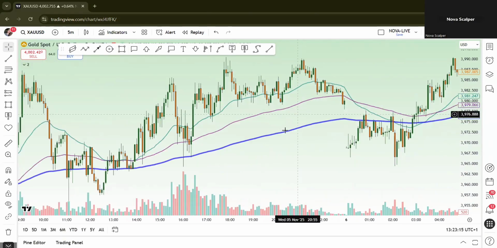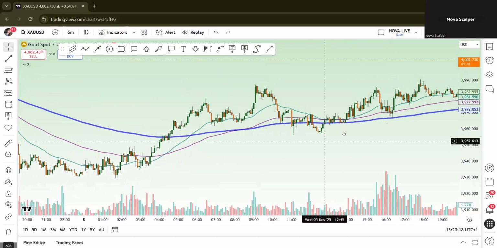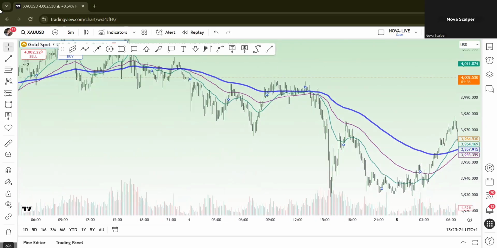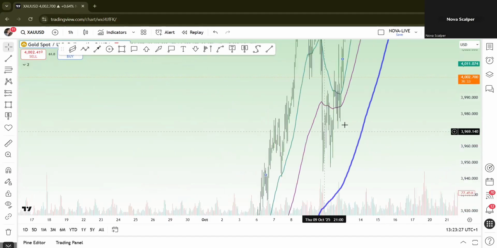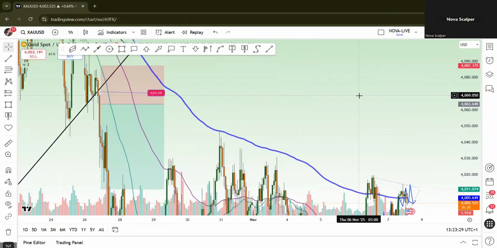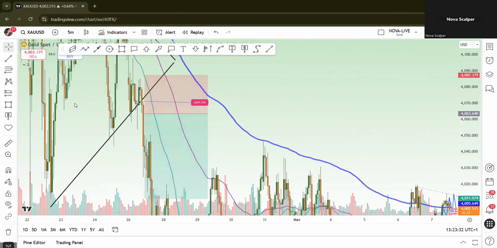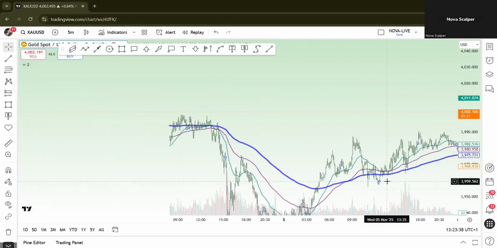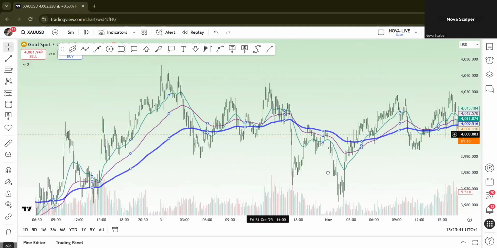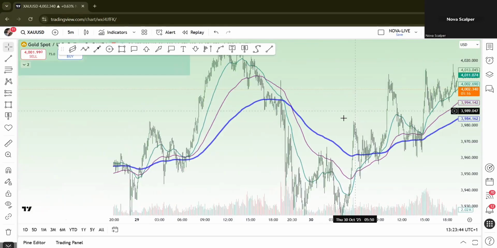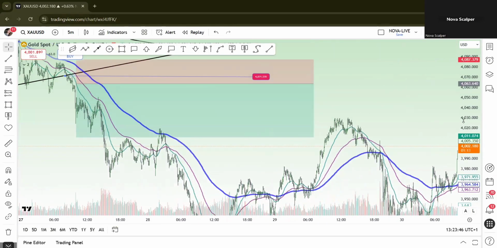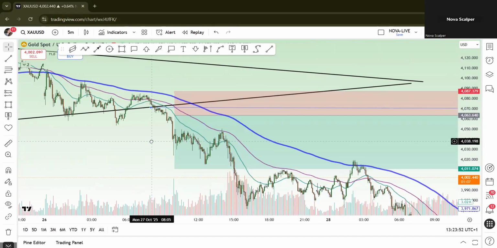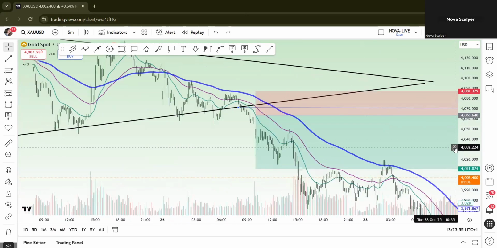Okay, let me come back to you in a smaller time frame. Hang on a bit. When we look at the gold price in a smaller time frame, you will see the candlestick moving up and down, right? Okay, here we go.